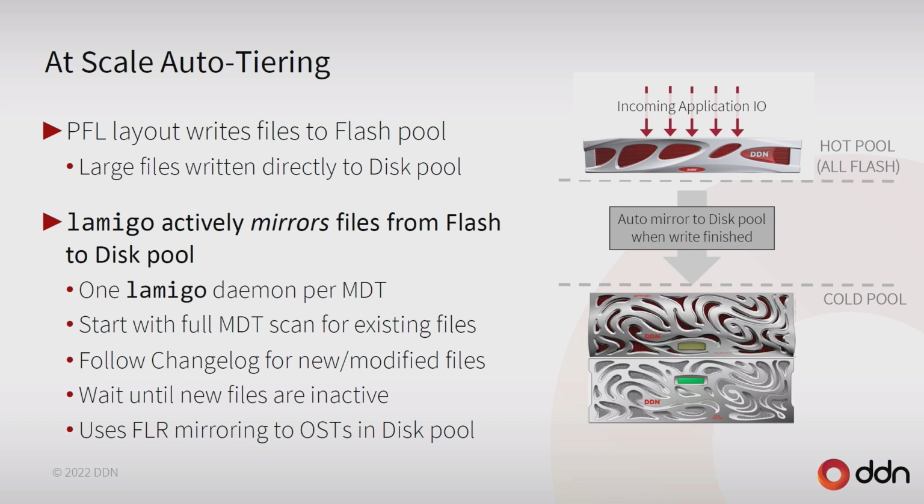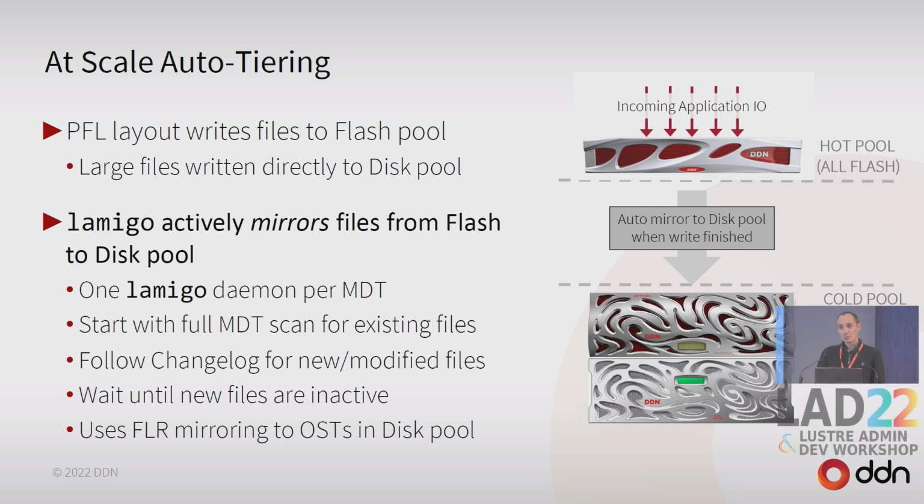So hot pulse basically relies on 2 main Lustre features. The first one is progressive file layout, and the second one is file level redundancy. We are using PFL to initially write files to flash pools, given that it's possible to configure PFL to write very large files directly to your disk pool.